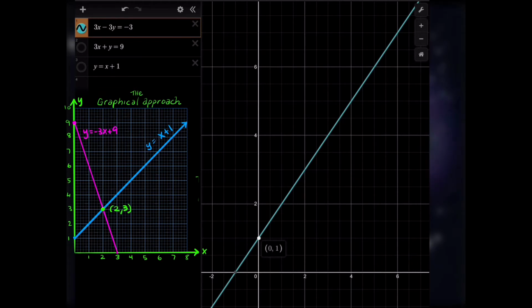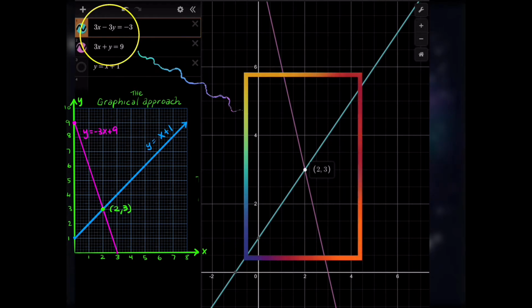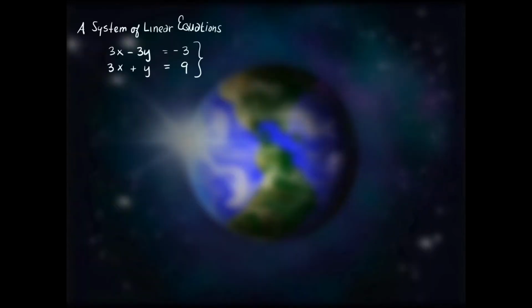Now if I were to graph a second equation, 3x plus y equals 9, now we have a system of linear equations, and they have a point of intersection. The point 2, 3 is their point of intersection, and it represents a unique x and y that they both share, a solution to the system of equations. There's a geometry associated with this system of equations. So let's dig into the algebra a little bit more.